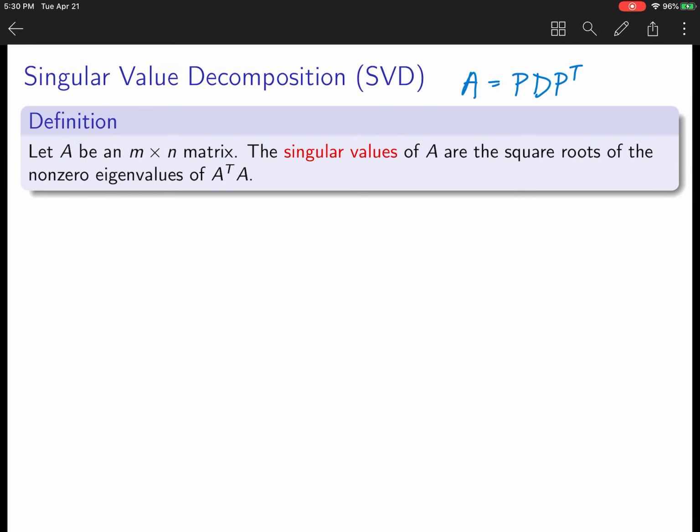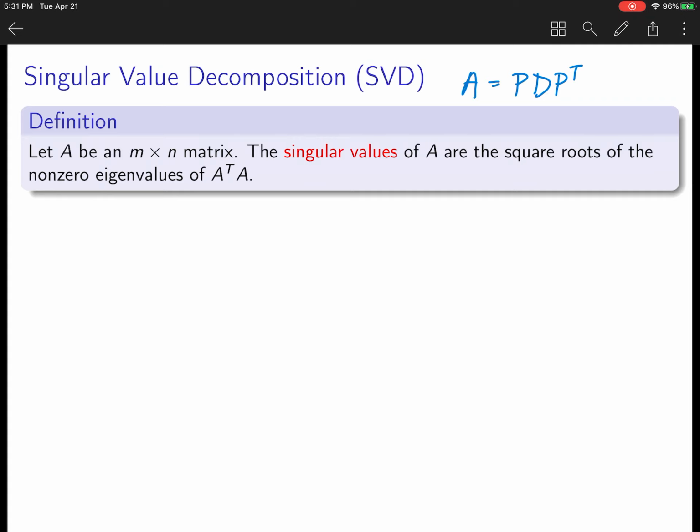Today, we are going to generalize this so that we're looking at not just square matrices, not just symmetric matrices, but now we're going to look at any matrix A that's an m by n matrix. So we're looking at rectangular matrices today. These singular values are very related to eigenvalues. The singular values are the square roots of the non-zero eigenvalues of A transpose A.